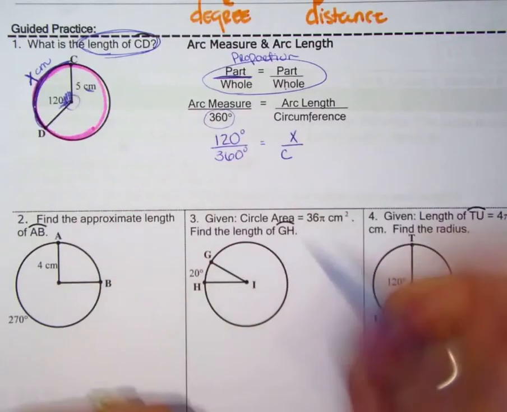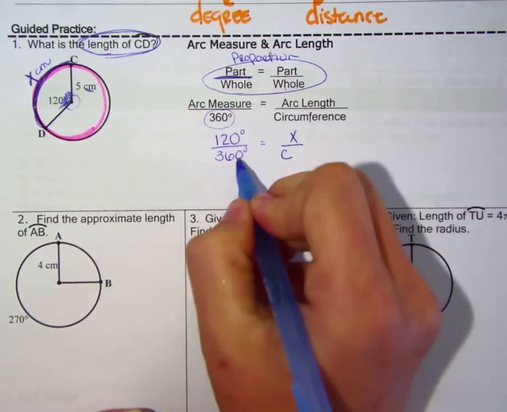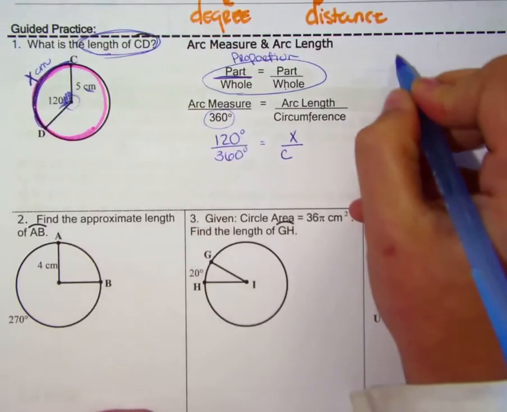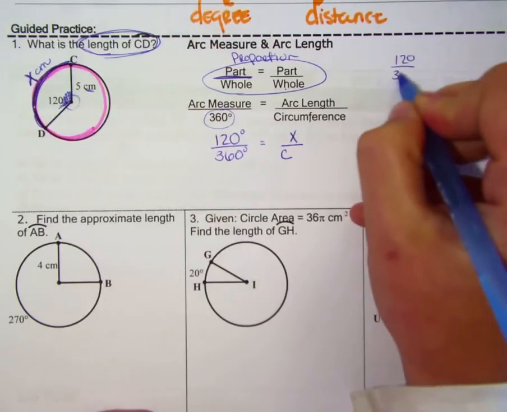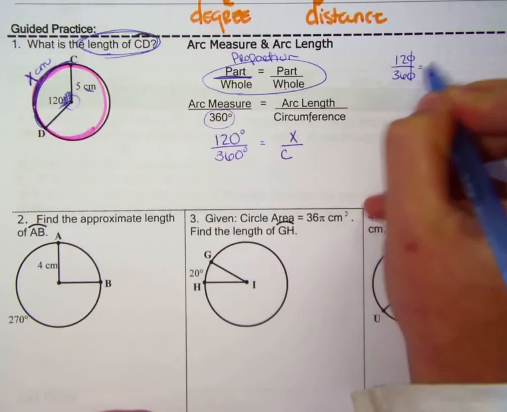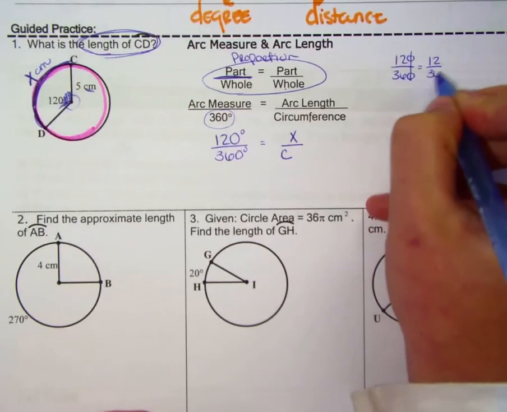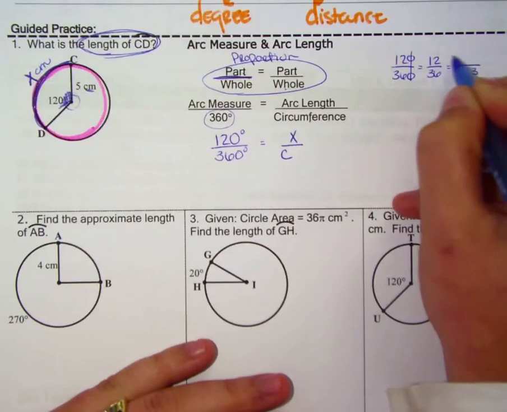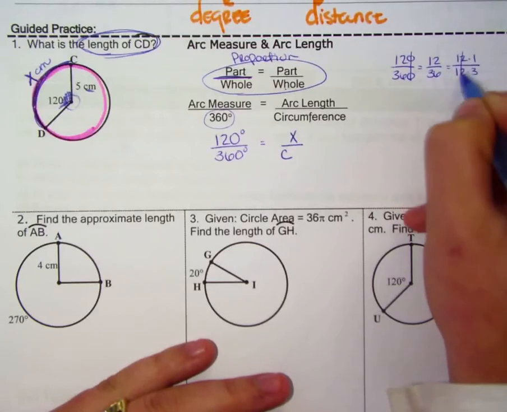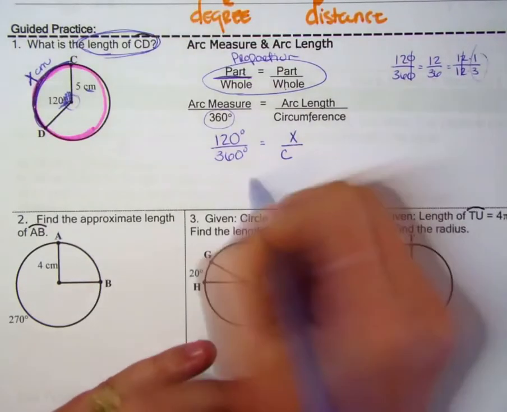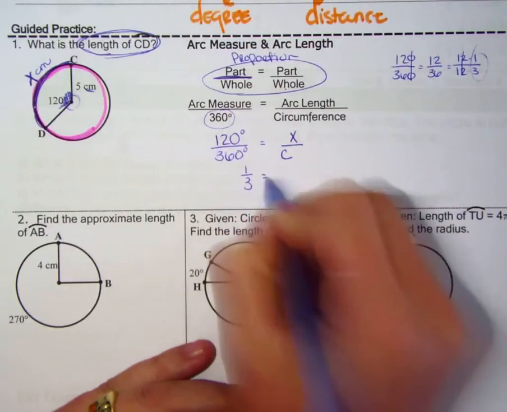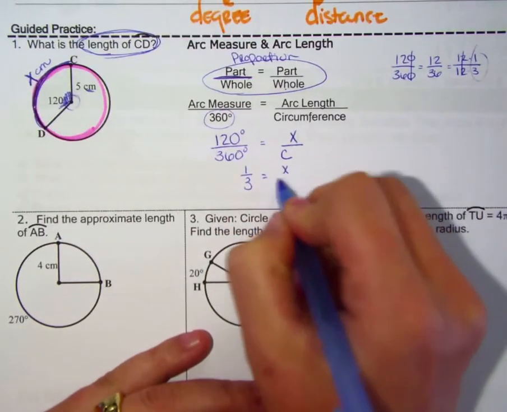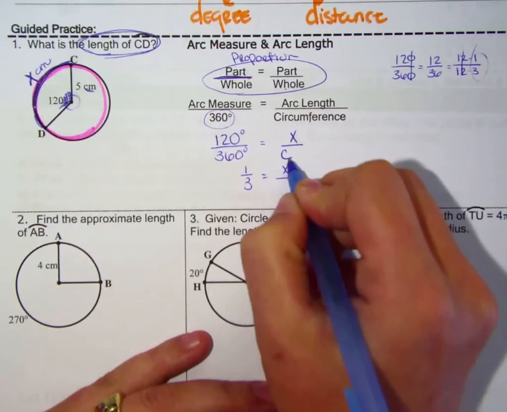So really quickly, we want to reduce this. 120 divided by 360. I'll go to the side and do a little bit of scratch work. 120 divided by 360, you can reduce it by 10. You're left with 12 divided by 36. And remember that 36 is 12 times 3, and this is 12 times 1. So this reduces to 1/3. We want to try and reduce so we're dealing with smaller numbers. And that's equal to x divided by the circumference.